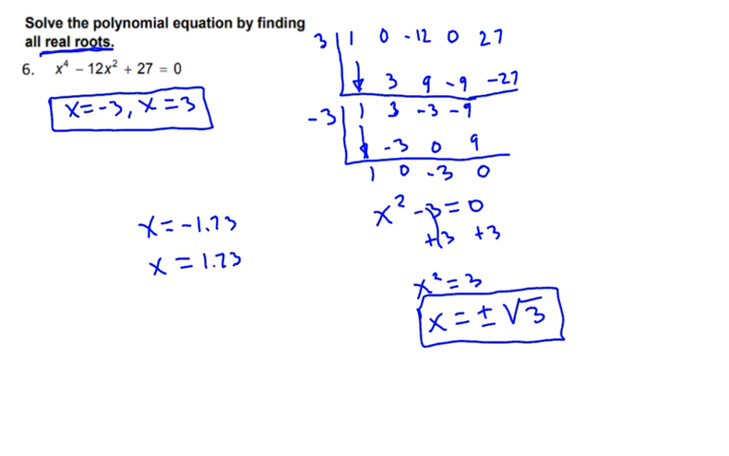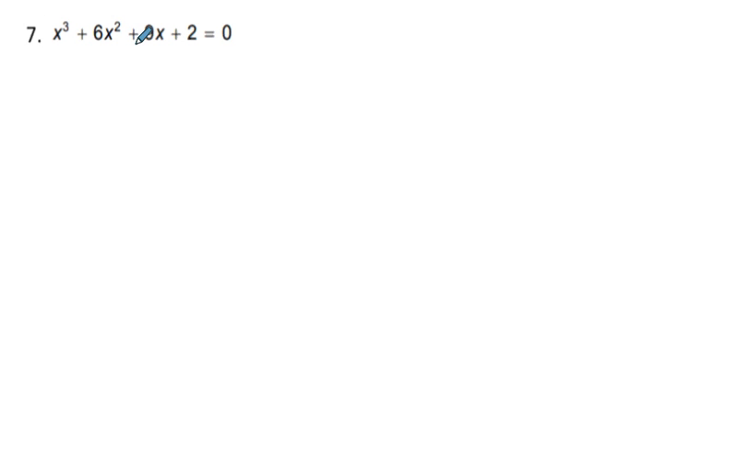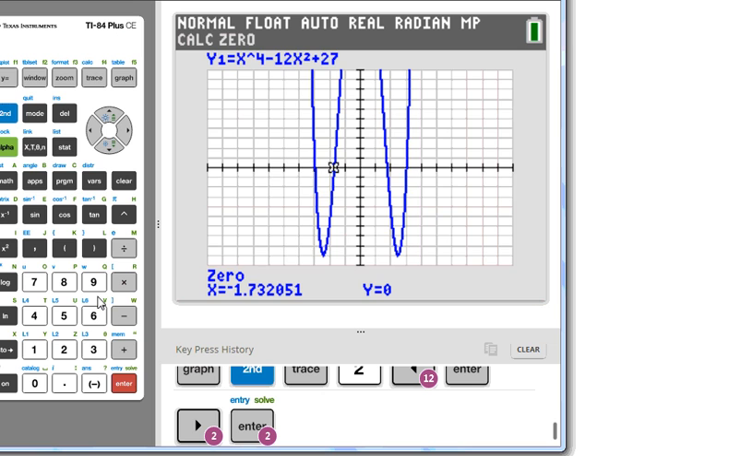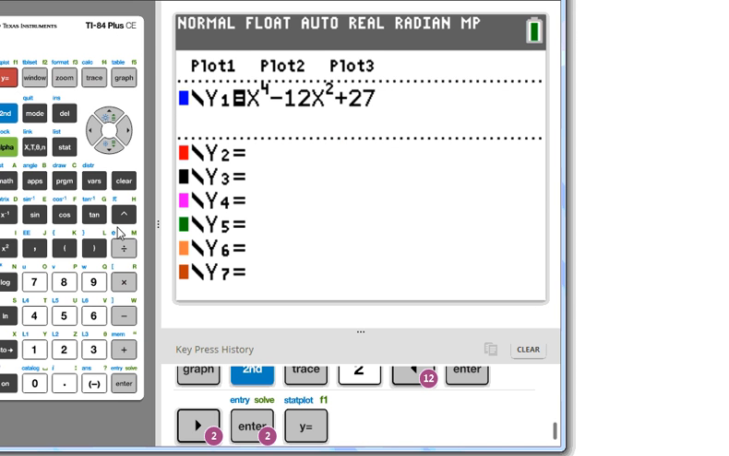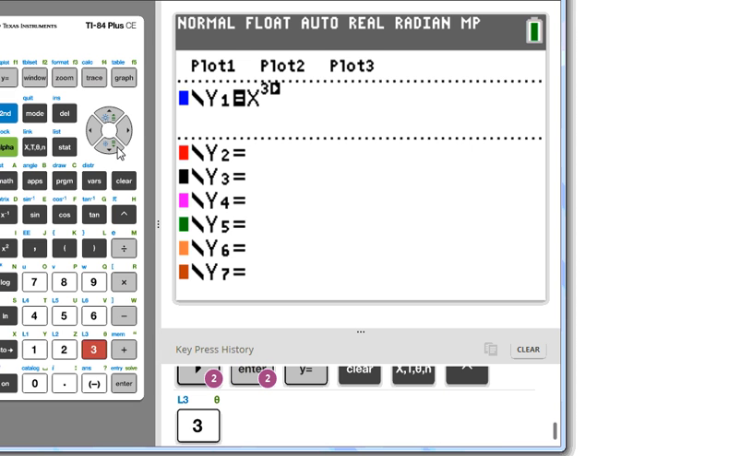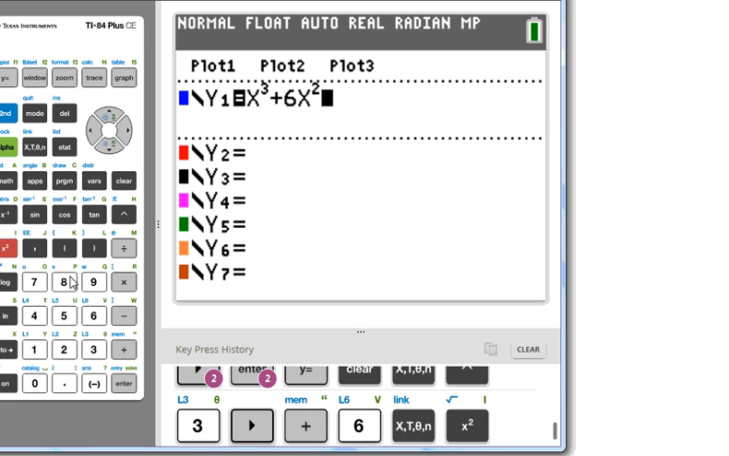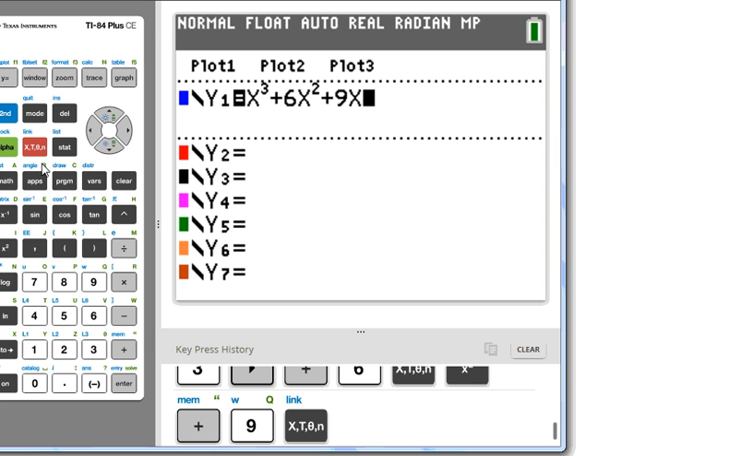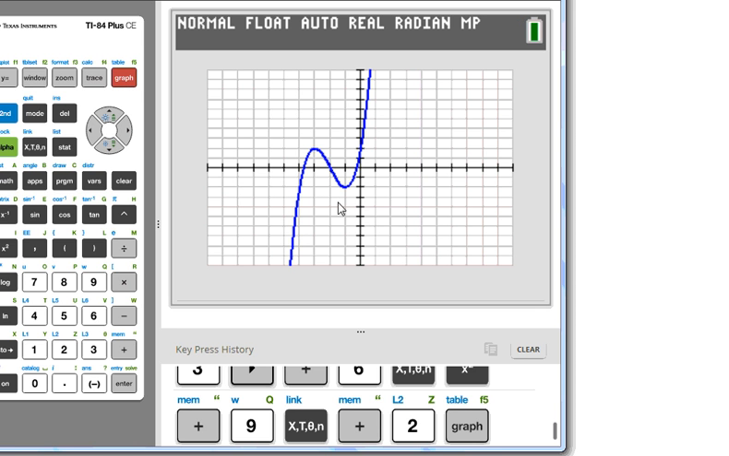Okay, here we go. Let's go on to number 7. We have this polynomial equation. Let's just go ahead and start by graphing as we did on problem 6. So we go to clear x to the 3rd power plus 6x squared plus 9x plus 2. And we can see where the graph touches or crosses the x-axis.